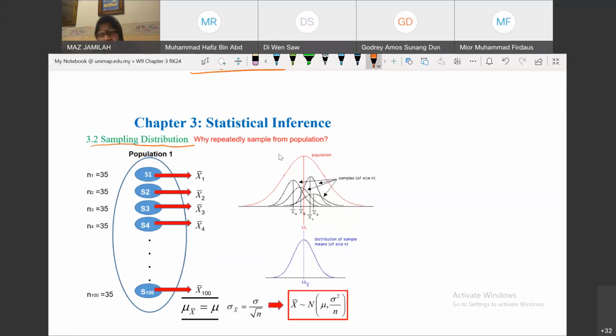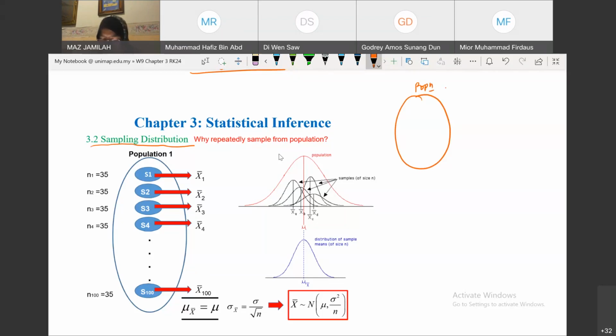What does this sampling distribution have to do with statistical inference? Please assume this oval as our population. By using our population, you can sample different samples from the same population several times. If I redraw again, let's say I have my population here. Usually we only take one sample.